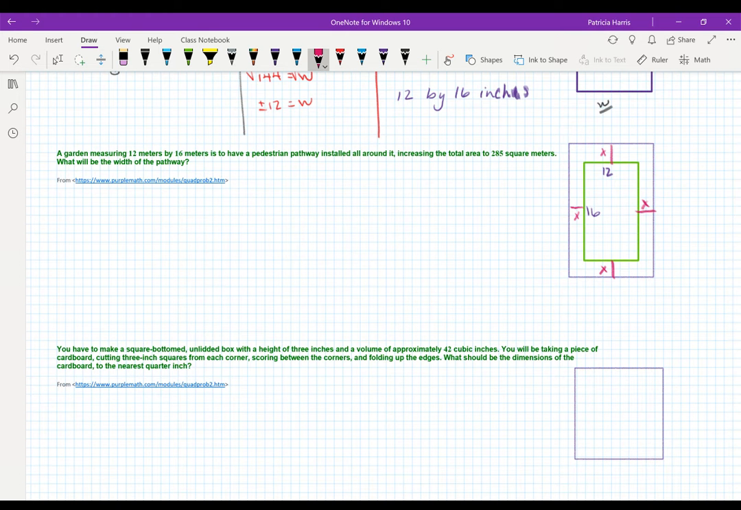Okay. All right. So if I take the garden with the pathway, the height of it becomes 16 plus x, because on each side you have that width of the pathway. Okay. Or make it simpler, 16 plus 2x. Same thing happens for your base or your width of your garden and its pathway. We have our 12, and then we have an x on the left and an x on the right.